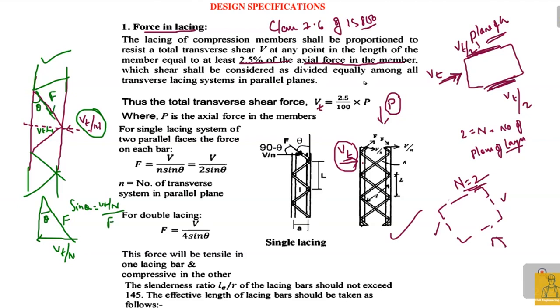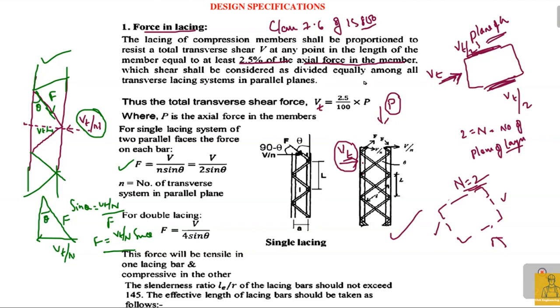So what will be the F value? Vt by n sine theta. Sine theta is in the denominator. So F is equal to Vt divided by n sine theta. So that is what we got here.